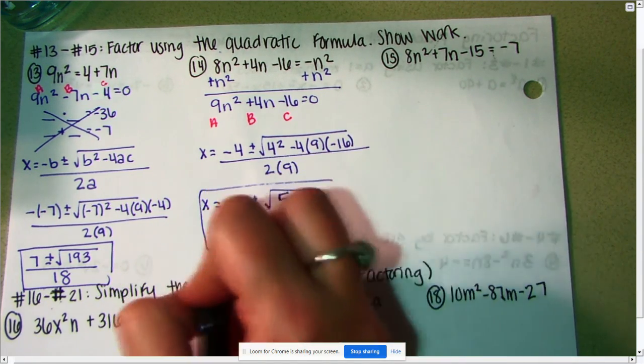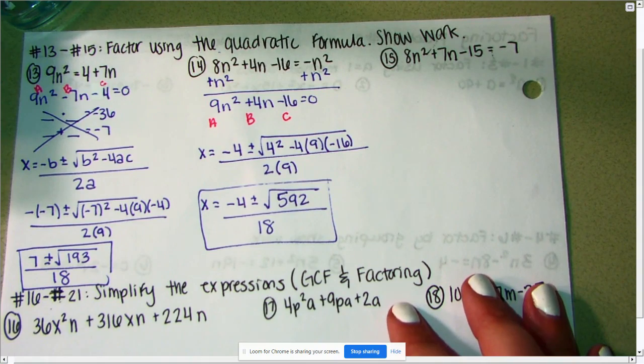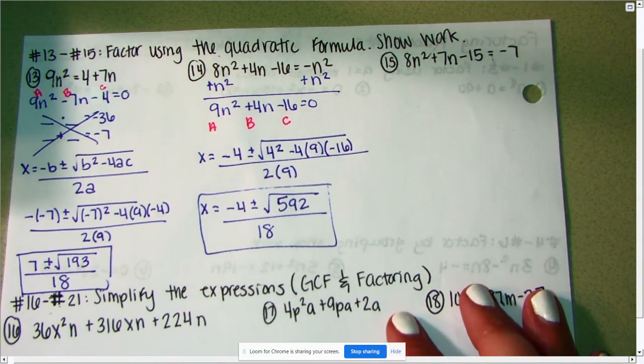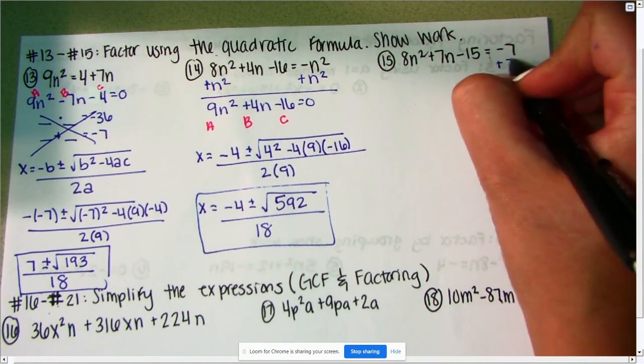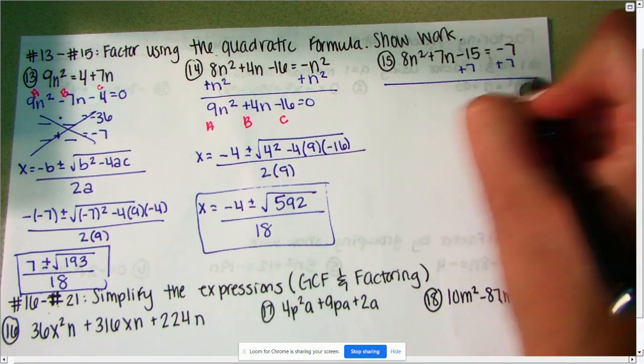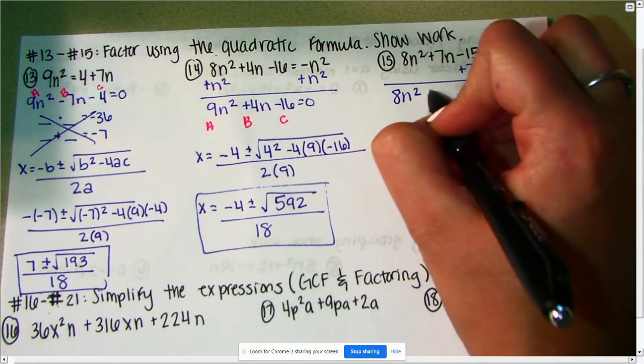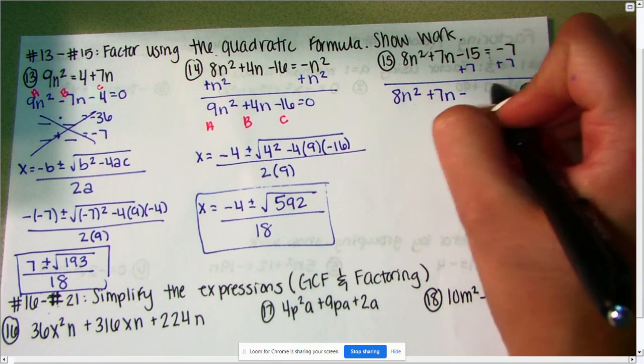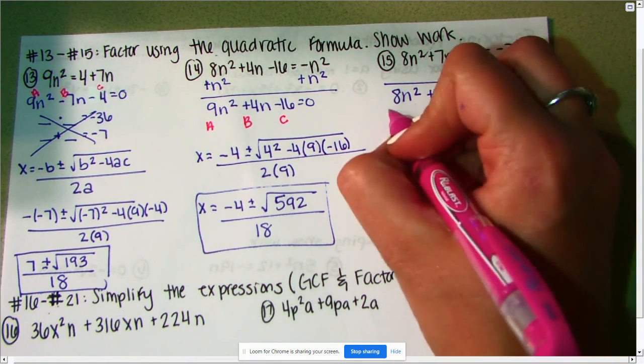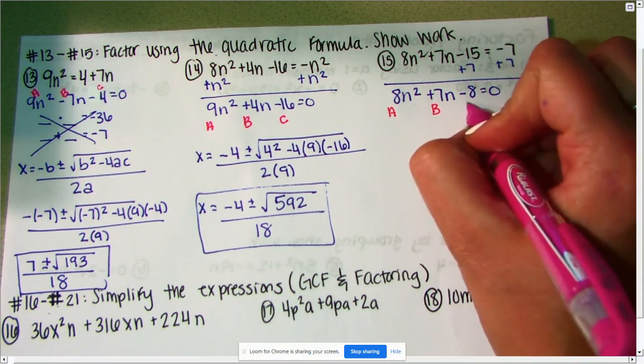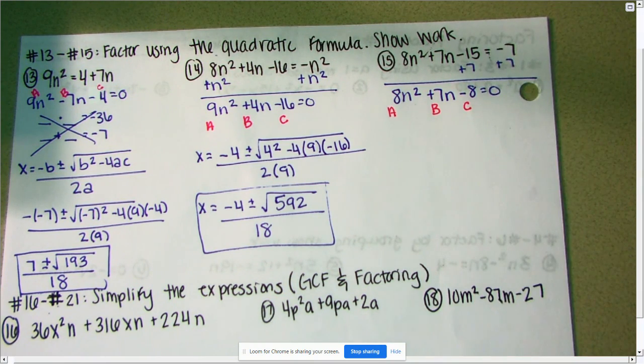And that's it. Let's try one more. Again, I need to move my 7, so I'm going to add 7 to both sides, giving me an answer of 8n squared plus 7n minus 8 equals 0. 8 is A, 7 is B, and negative 8 is C.